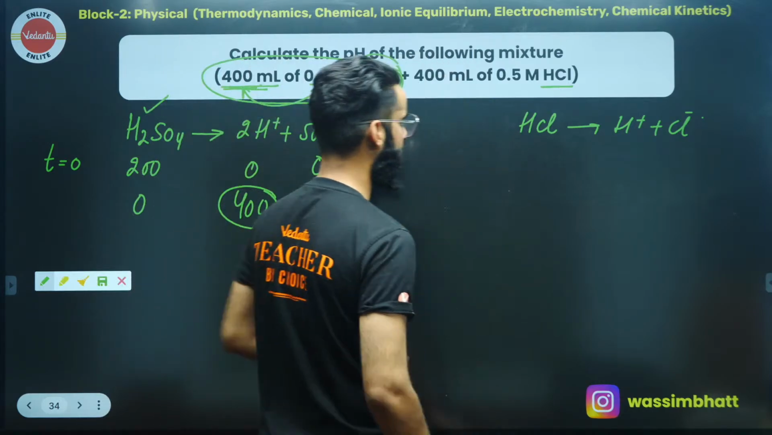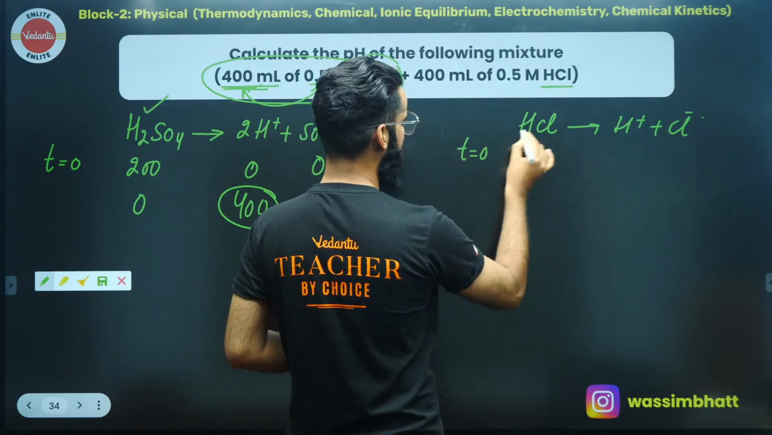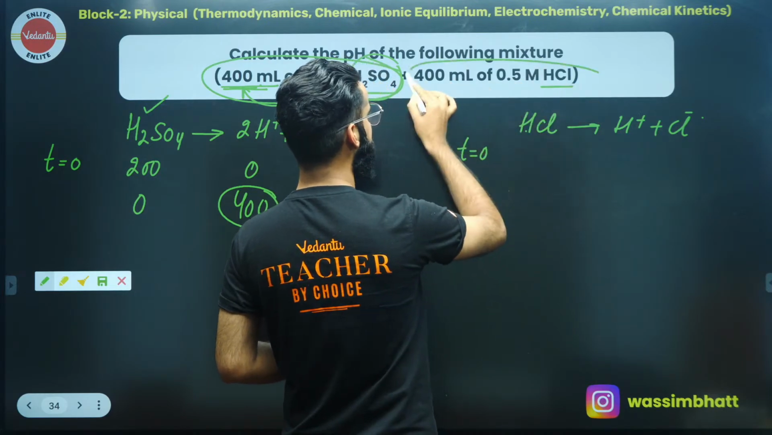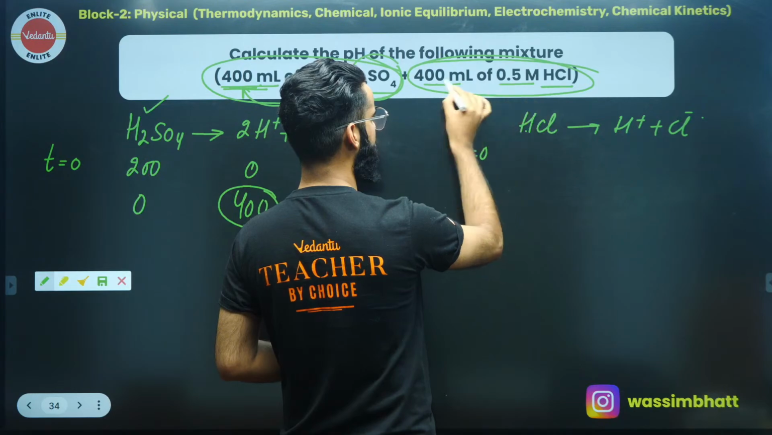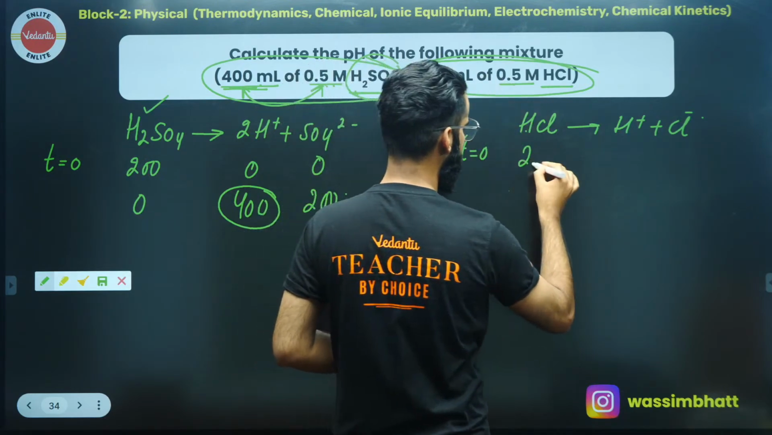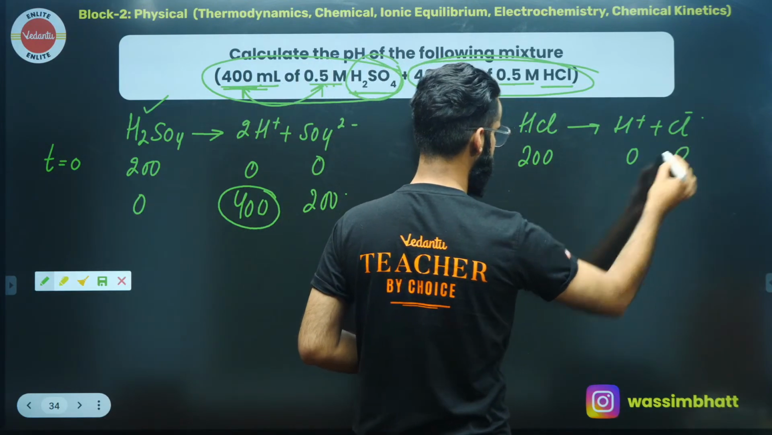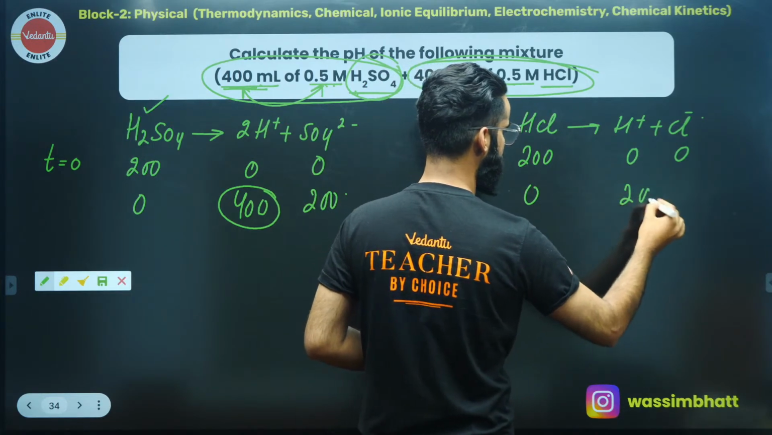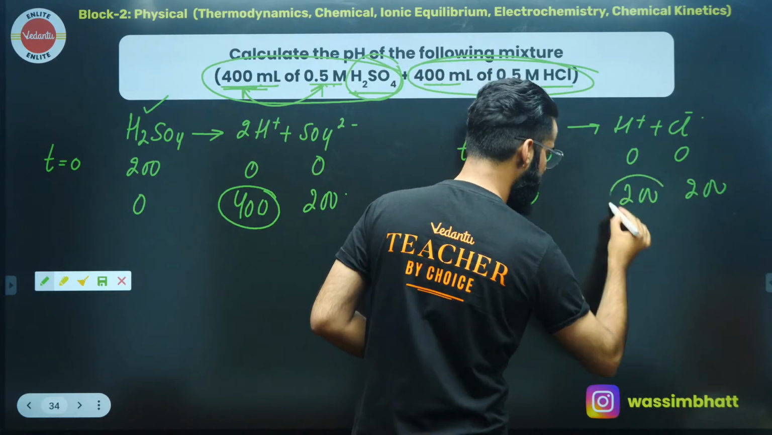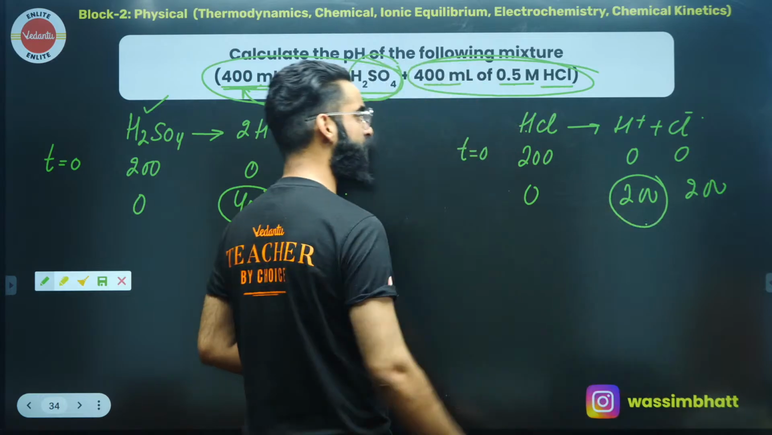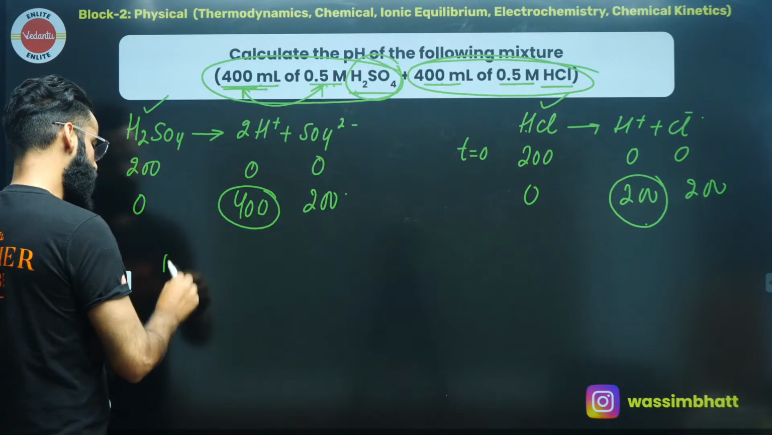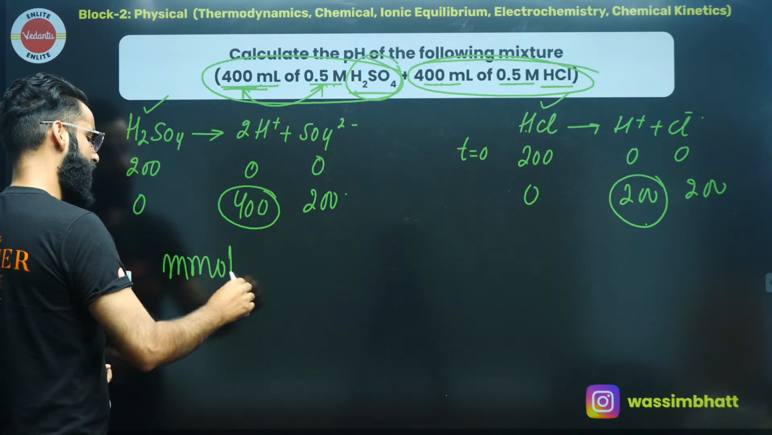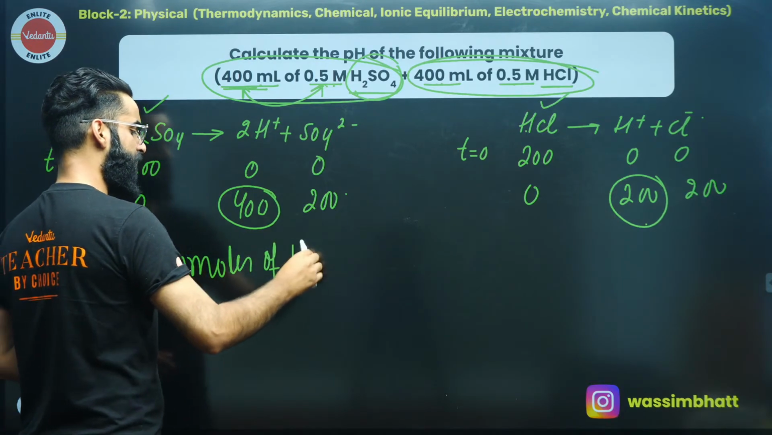Perfect. Now have a look. At time t equals 0, if I ask you how many millimoles of HCl do you have in this particular solution? Molarity of the solution multiplied by its volume in ml. Again it comes out to be 200 millimoles. This is 0, this is 0. Now this is going to be 200, this is going to be 200. These are the millimoles of H positive which are coming into the container due to HCl, right? Now if I ask you how many total millimoles of H positive are there in the container?